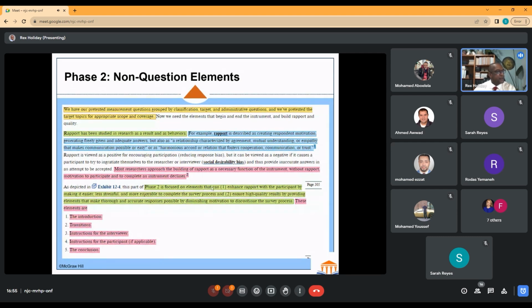Phase 2 is focused on elements that can, 1, enhance rapport with the participant by making it easier, less stressful, or more enjoyable to complete the survey process, and 2, ensure high quality results by providing elements that make thorough and accurate responses possible by diminishing motivation to discontinue the survey process. So we talked about that, right? That's so important. We want to keep them engaged. These elements are the introduction, transitions, that's important, instructions for the interviewer, instructions for the participant, if applicable, and the conclusion.